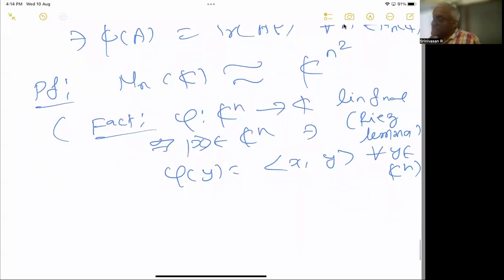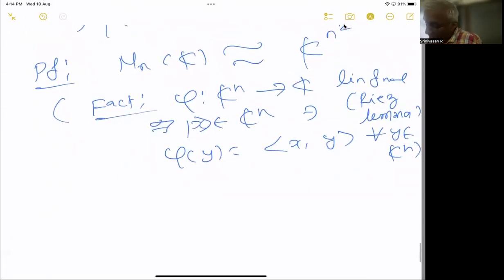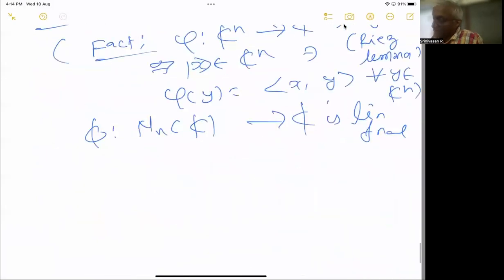Now this Mn(C), you have Cn square, and you know that Cn square, its dual, any linear functional is given by a vector in Cn square. So any linear functional on Mn(C) is actually given by another matrix. From matrix, you can go to Cn square; from Cn square, you can come back to the matrix. So phi from Mn(C) to C is a linear functional. To start with, it's a linear functional. I am saying it's a state. First, it's a linear functional.